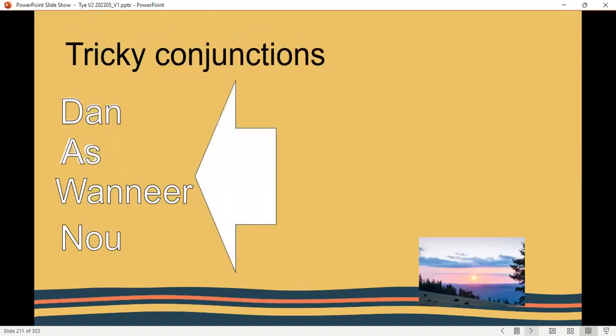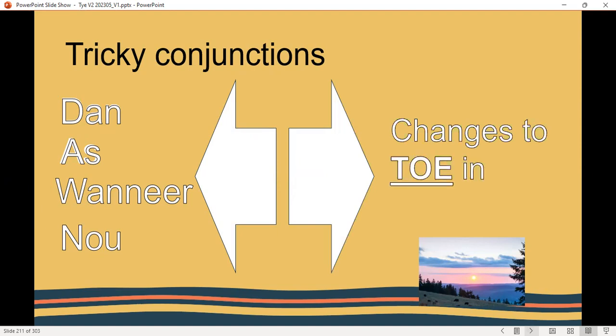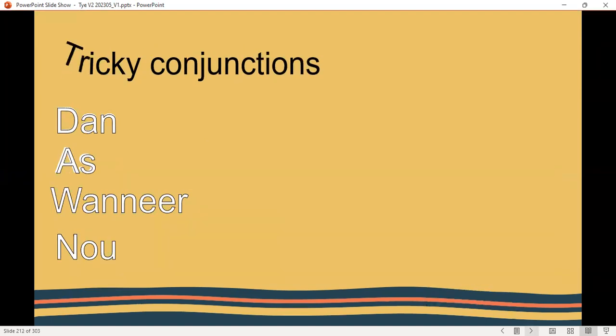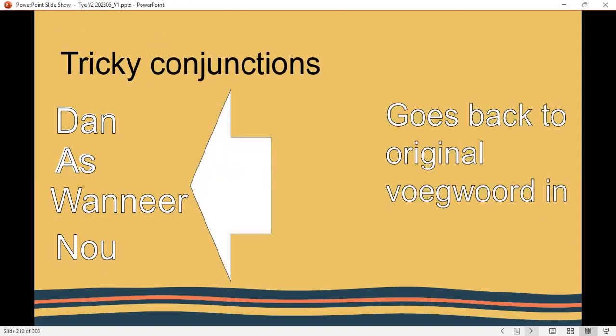Well, when you have one of these conjunctions and you have to change it to past tense, they all 4 become toe, all 4 of them. And what happens in the future tense? Well, they revert back to their original form. Dan, as, wanneer, nou. That is a very important rule, and a lot of kids don't know it.